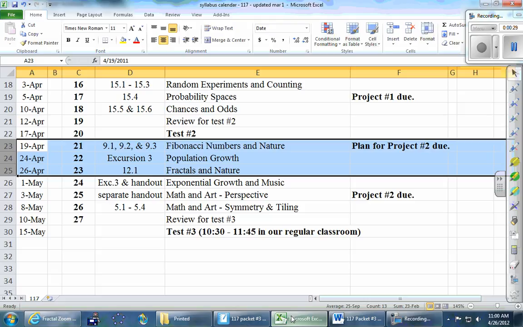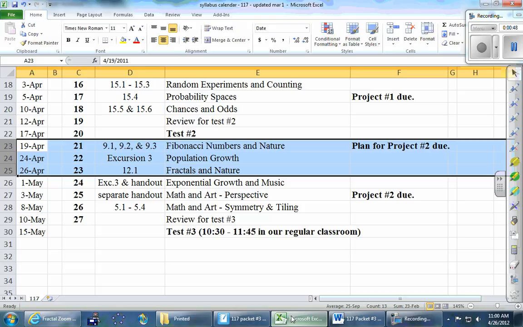These are the last 3 classes, including today. And the common theme in all of these days is math in nature. So we spent a day talking about the Fibonacci numbers and the bees. And last class we talked about population growth, like the rabbit example. And today we talk about this crazy thing called a fractal, which hopefully you did some reading about.